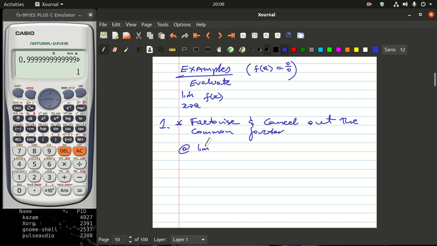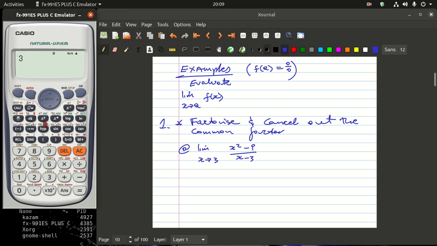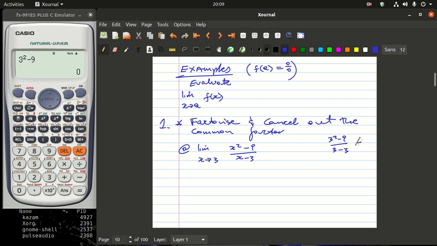the limit as x approaches 3 of x squared minus 9 all over x minus 3. If we take x is equal to 3 and plug it there, I will end up having 3 squared minus 9, which is a 0, over 3 minus 3. So 3 minus 3 is a 0, and 9 minus 9 is a 0. So I am getting a 0 over 0 there.